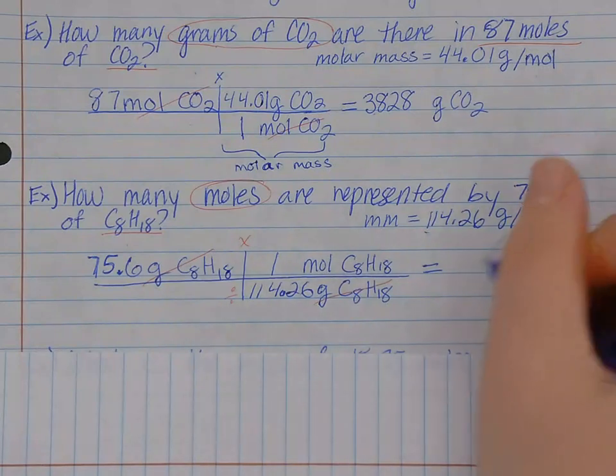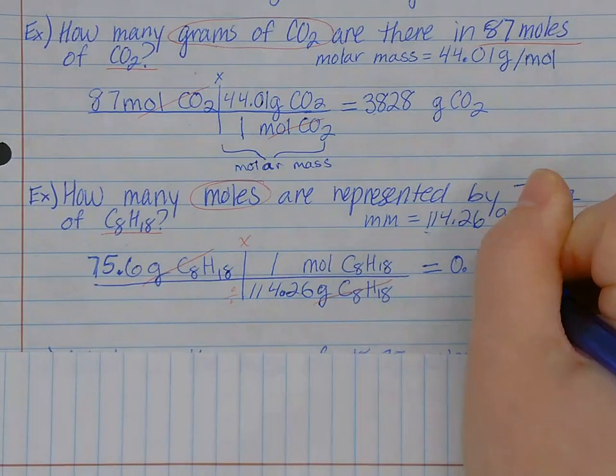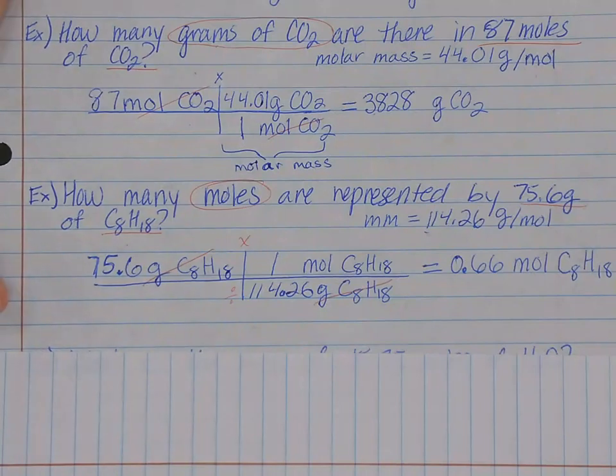What'd you guys get? 0.66? All right. 0.66 what? Moles of? Good. C8H18. All right. Octane. So if I measure out 75.6 grams and I want to do a reaction with it, maybe figure out how much product's made from this reaction, then I can change it to moles and then maybe do a mole ratio or something. Okay?